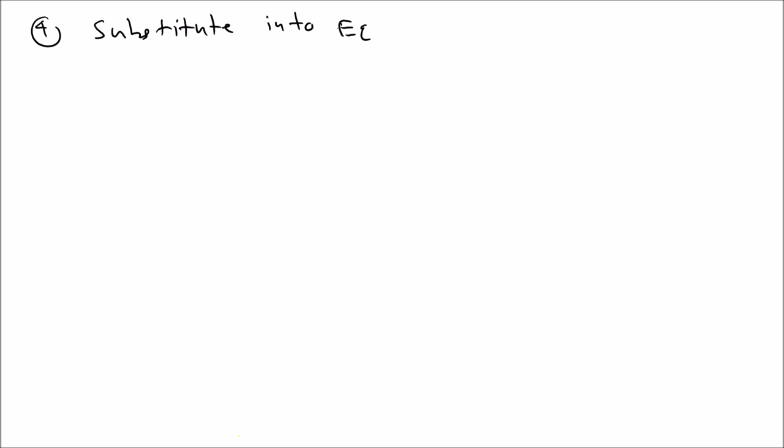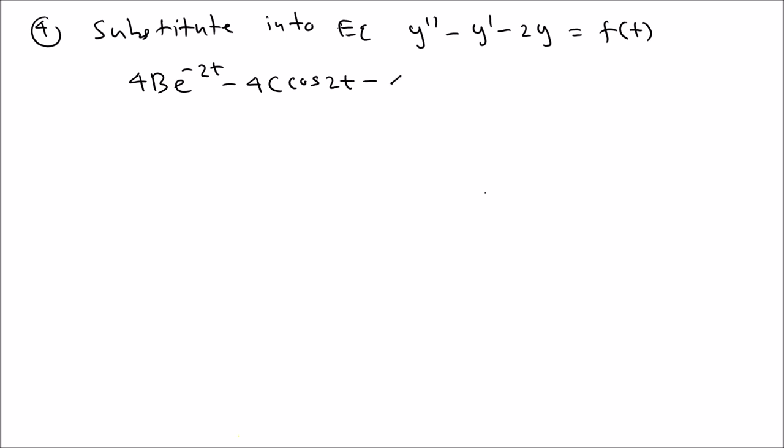So we're going to put the y double prime term first. If you want, you can repeat the equation here: y double prime minus y prime minus 2y equals f(t). That's the function we have. So the y double prime terms first: 4B e to the negative 2t minus 4C cosine 2t minus 4D sine 2t.